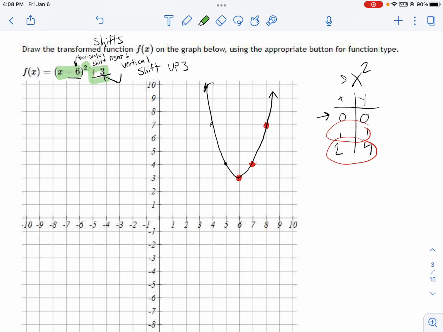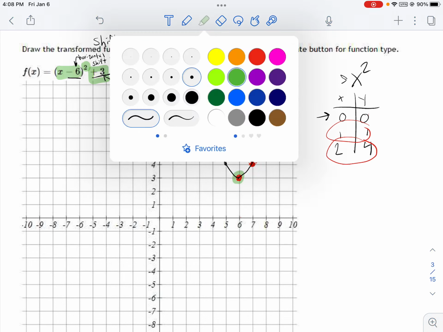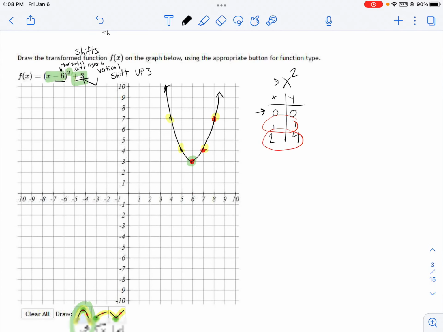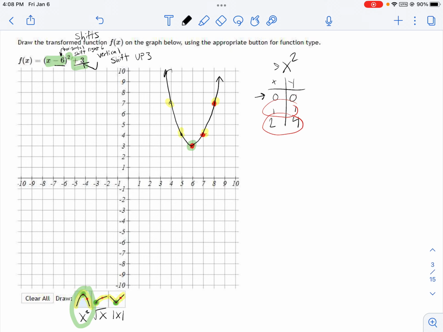So in order to use the tool correctly, just choose your first point at the vertex, and then any of these other points would graph the quadratic for you. And that is similar to the other parent graphs as well.